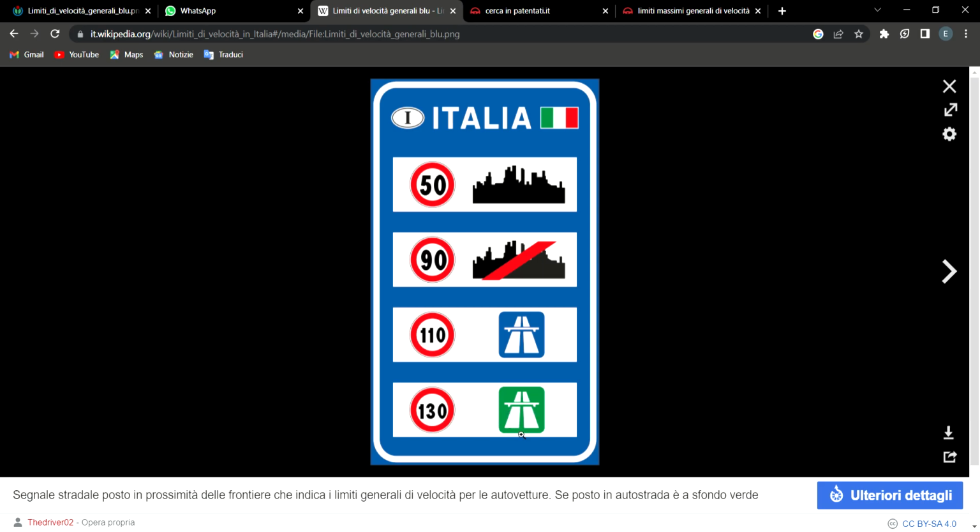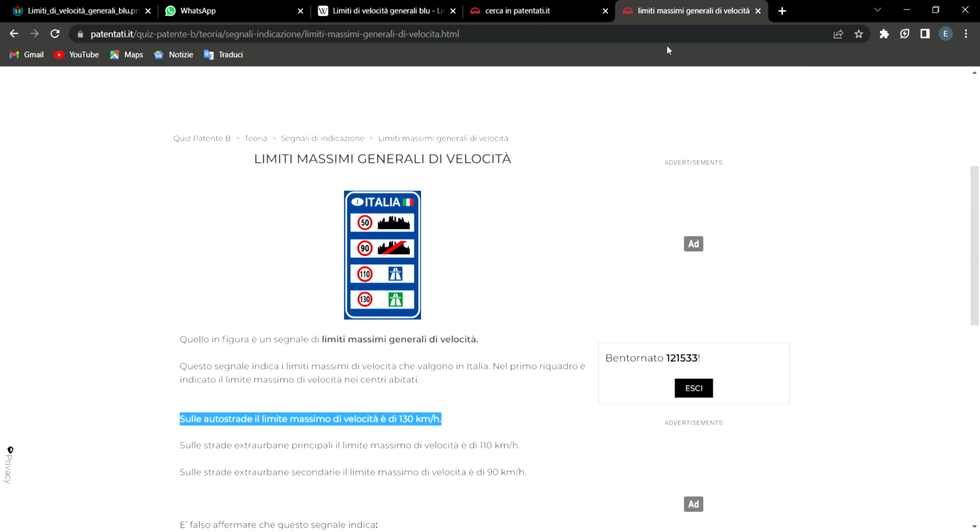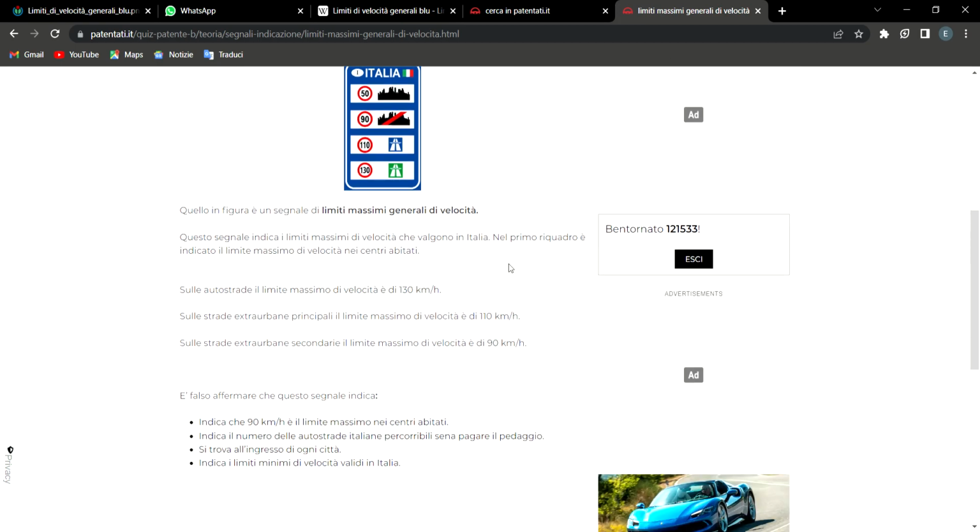So, the maximum speed that you are permitted to drive on this road is 130. Take note of that. So, we are going to be looking at another one again.